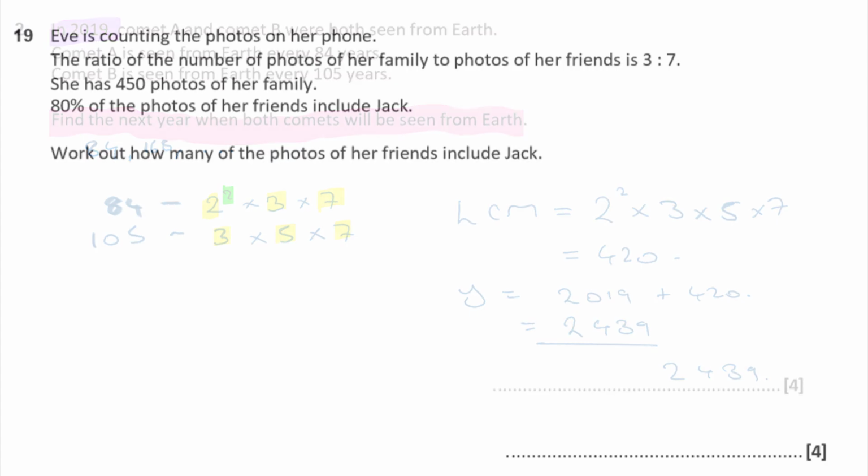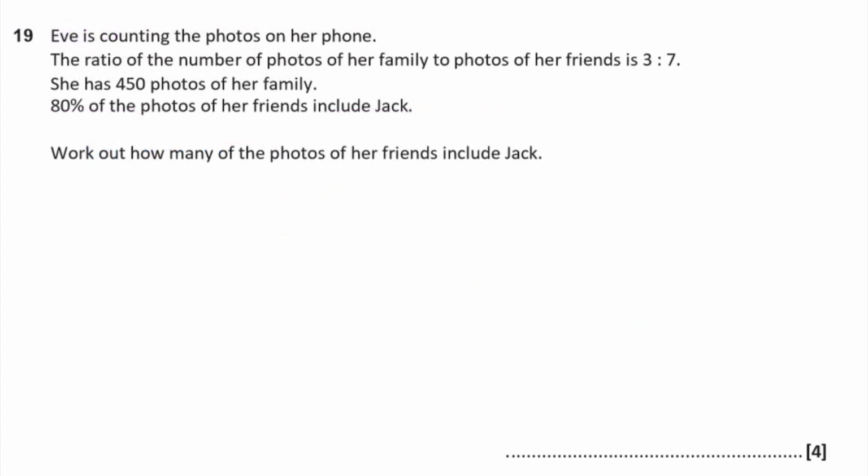2439. Question 19. Eve is counting the photos on her phone. The ratio of the numbers of photos of her family to the photos of her friends is 3 to 7. She has 450 photos of her family. 80% of the photos of her friends include Jack. Work out how many of the photos of her friends include Jack.